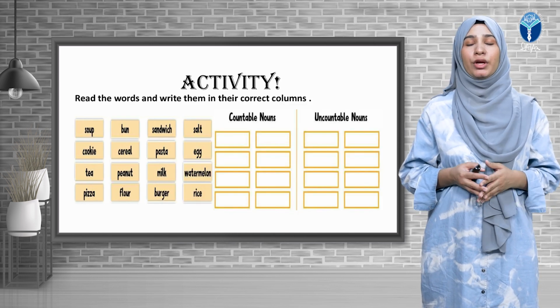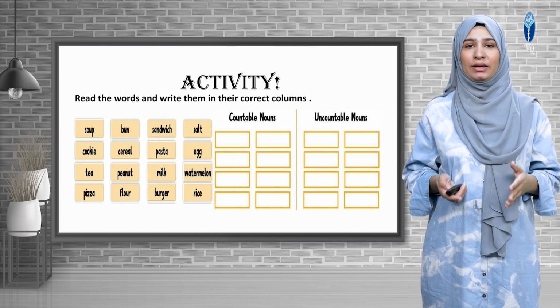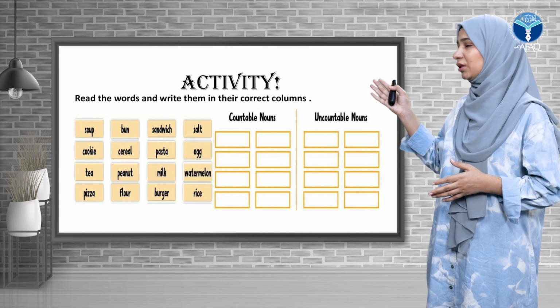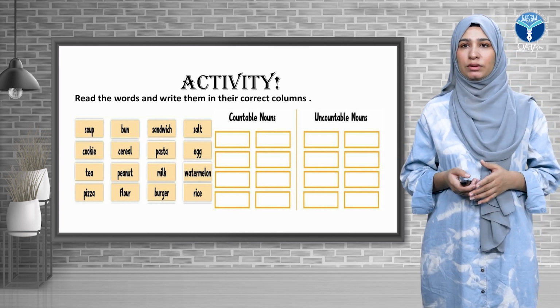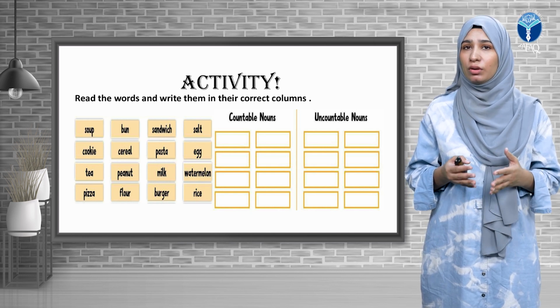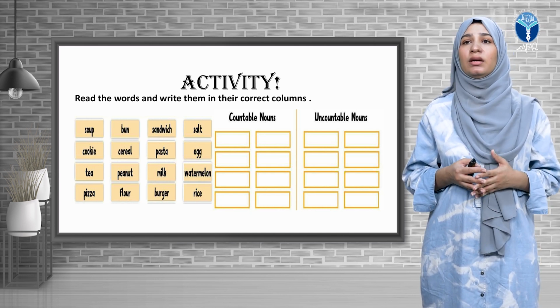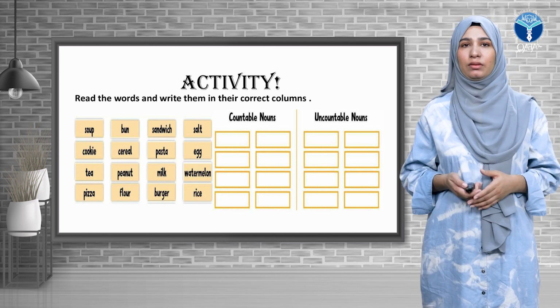Now again we are going to do an activity. We are going to sort the words into their correct columns. We have two columns. One is for countable nouns and the other one is for uncountable nouns. So students, I hope that you could do it on your own. Now pause this video and sort this into countable and uncountable nouns.